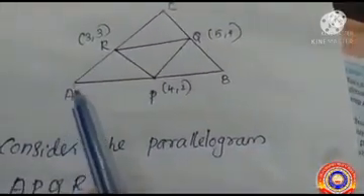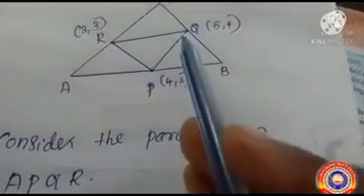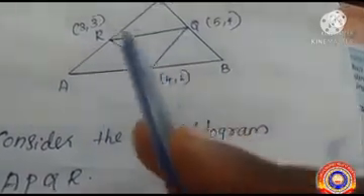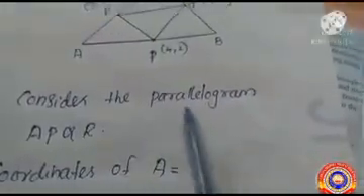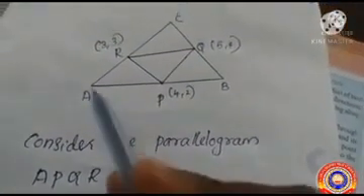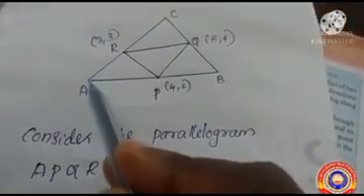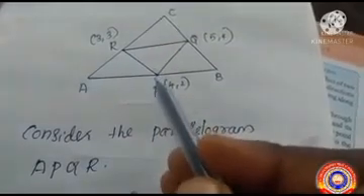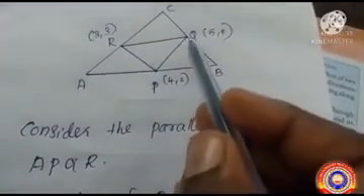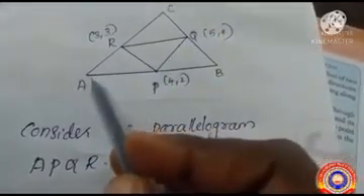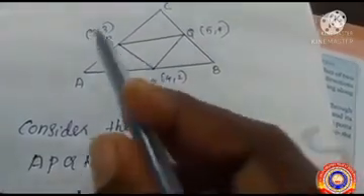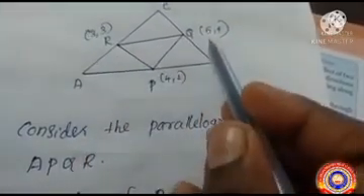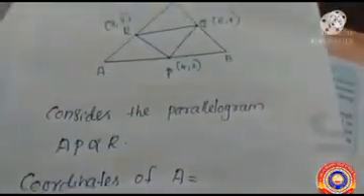First of all, we have to consider the parallelogram APQR. From this, we have to find the coordinates of A. Here, the coordinates of end vertices of diagonal and the coordinates of third vertex are given. By using all the three coordinates, easily we have to find the coordinates of A.